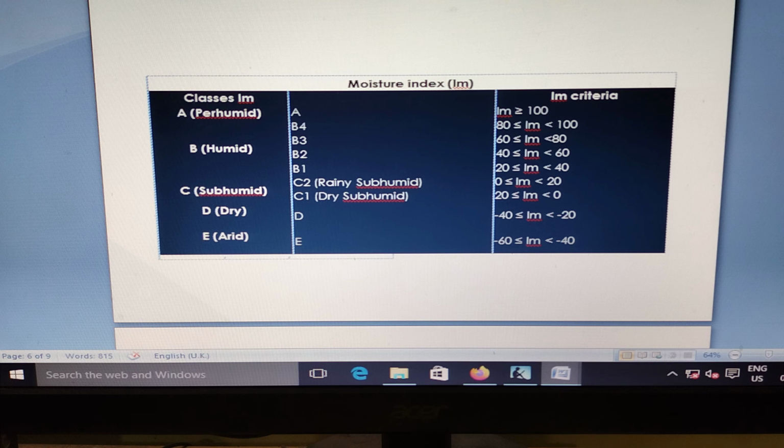Moisture index: A per-humid, B humid, C semi-humid, D dry, E arid. B is also divided into B4, B3, B2, B1, then C2, C1, D. B4 is humid, B3 also humid, B2 is humid, B1 humid, C2 is moist subhumid, C1 is dry subhumid, D is semi-arid, E is arid. It depends upon the standard criteria mentioned.